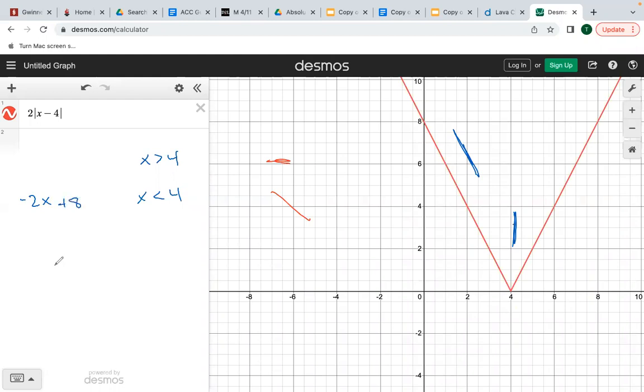I always like to check and make sure that my work is correct by plugging in a number. I plugged in 2, and I would get 4, so that works for this equation. Now I want you to take a moment and pause and go ahead and try to write the equation for this piece. What would it be?